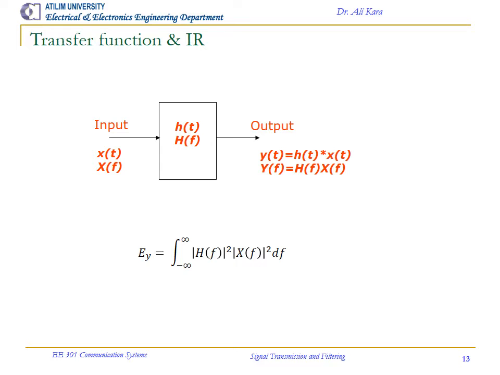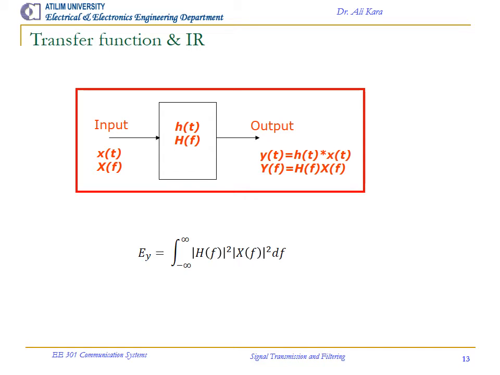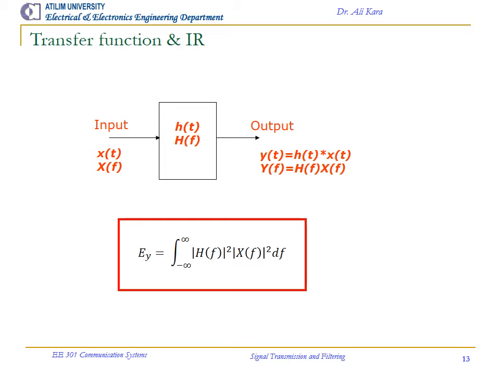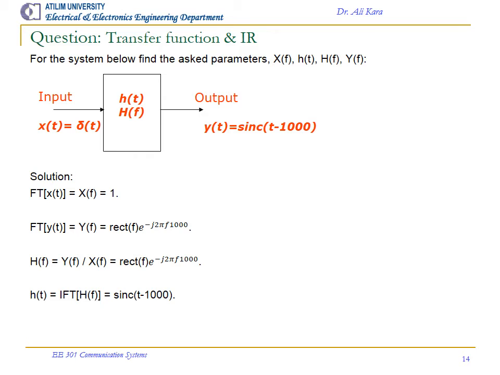Transfer function and IR. Consider the system illustrated here, where x is the input, h is the impulse response and y is the output. Energy spectral density of the output function Y of f can be found by the integration from minus infinity to plus infinity of squared absolute of H of f times squared absolute of X of f integrated with respect to f.